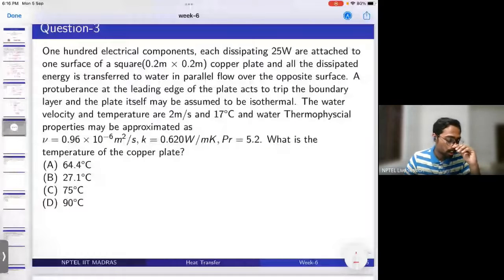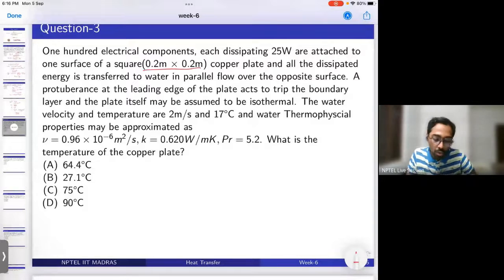So in this question, we have 100 electrical components, each dissipating around 25 watts, attached to one surface of a square, 2 meter by 2 meter copper plate, and all dissipated energy is transferred to the water in a parallel flow over the opposite surface. A probe turbulence at the leading edge acts to trip the boundary layer, and the plate itself may be assumed to be isothermal. The water properties are given, and we are asked to find out what is the temperature of the copper plate.